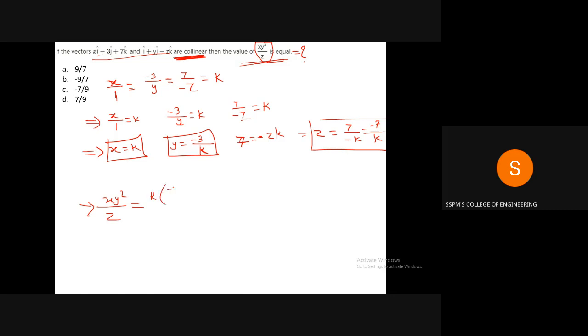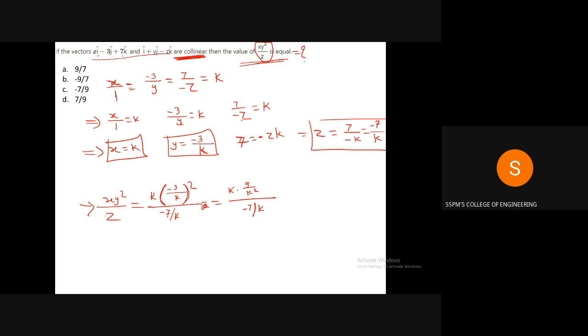What is the value of y? It is minus 3 by k whole square, y square. So therefore we will square this term. And z is equal to what? z is minus 7 divided by k. So if we solve this, we have k into 9 divided by k square, divided by minus 7 by k.